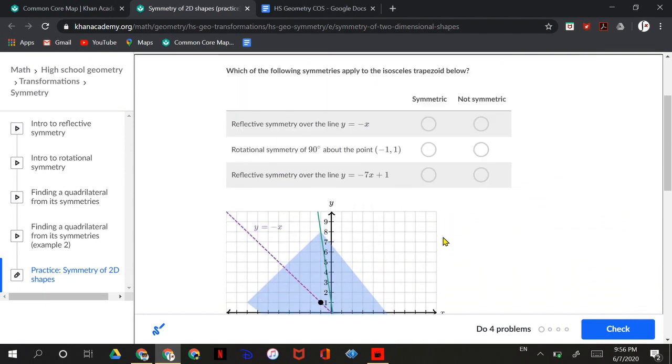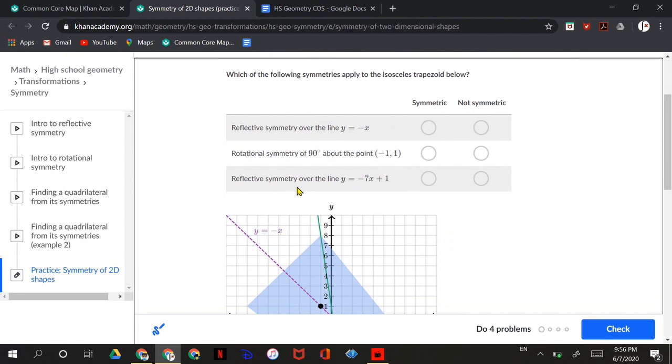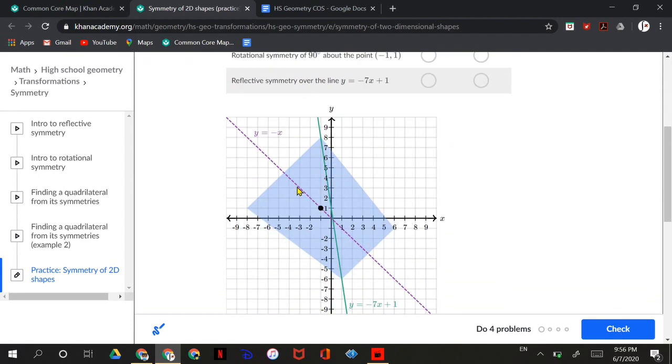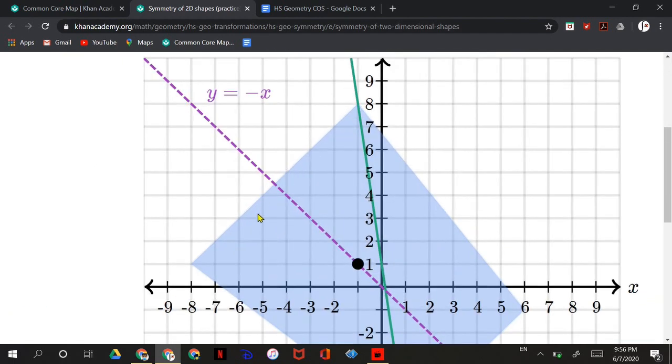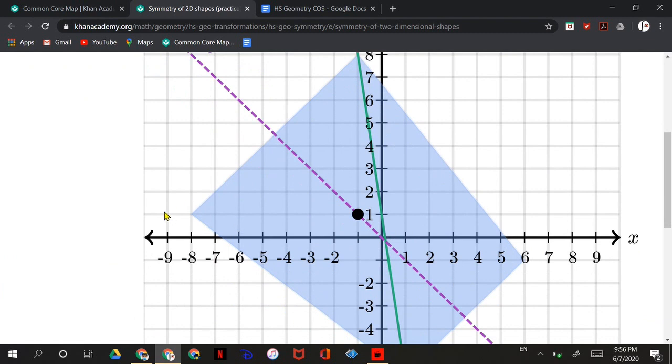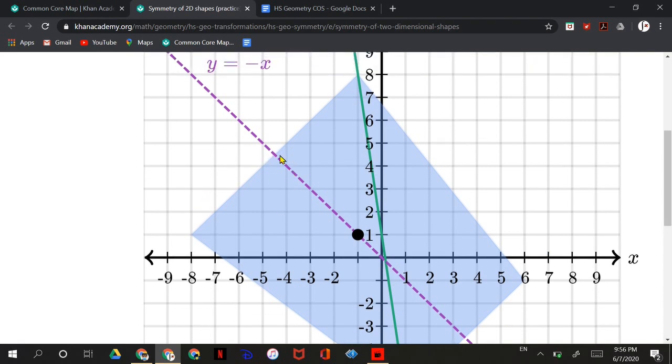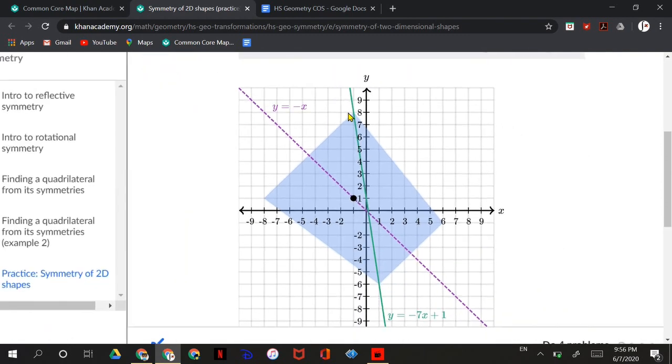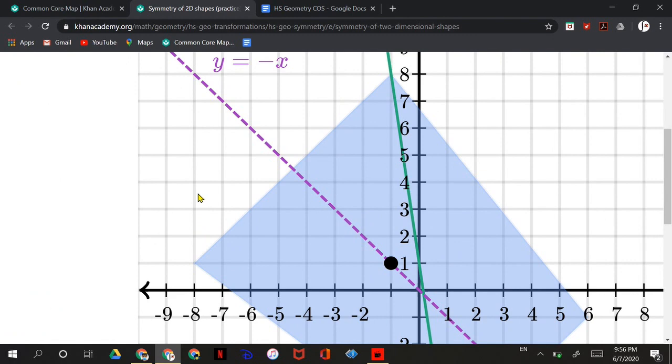Okay, which of the following symmetries apply to these isosceles trapezoids below? Symmetrical if you reflect over y equals negative x. Let's see.